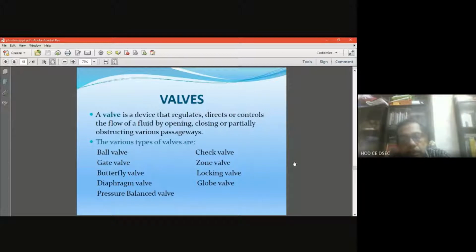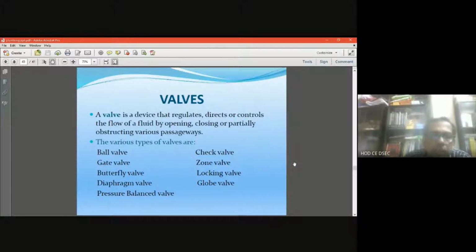It is a device in the plumbing system that regulates, directs, or controls the flow of a fluid, by opening, closing, or partially obstructing various passageways. So it controls the flow of the fluid into the pipe. Not only controls, it regulates, directs, or controls by opening, closing, or partially obstructing various passageways.